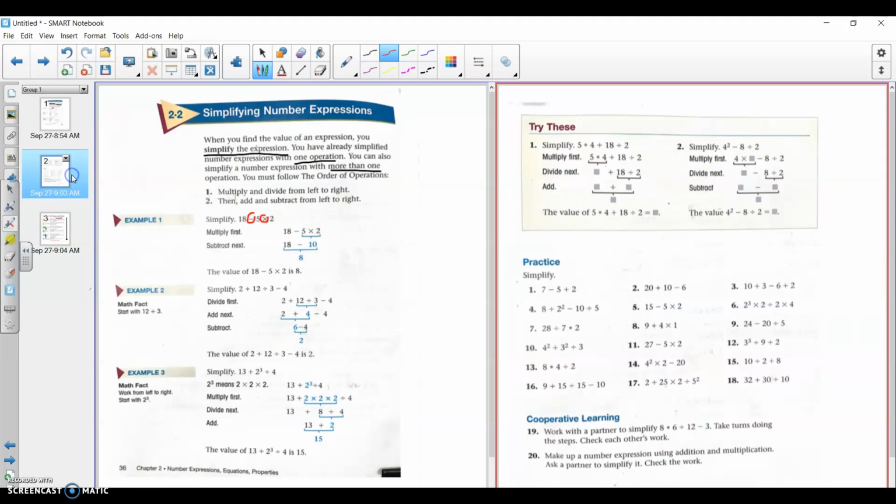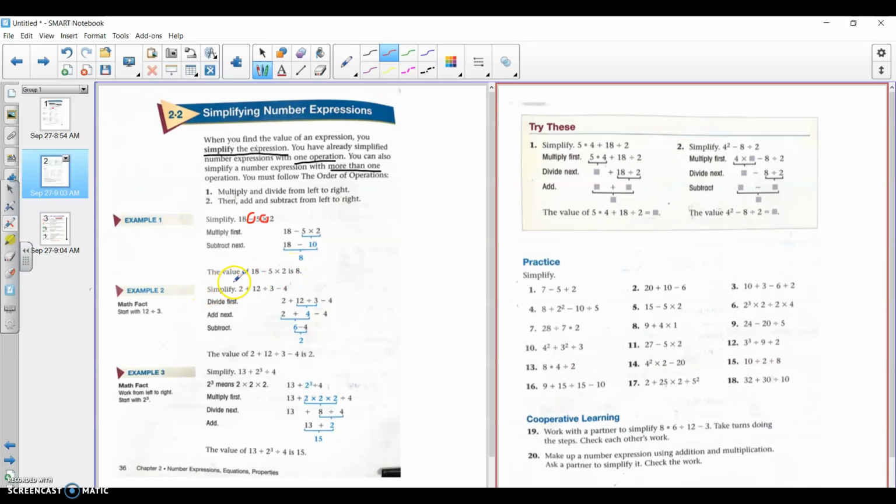So back to my work, I'm going to do 5 times 2. That gives me 10. And I simply bring down everything lined up on top of each other and finish my work. So I brought down 18, I brought down the minus, and then I had my 10 there. Now it's 18 minus 10, my answer is 8. So the value of 18 minus 5 times 2 is 8.